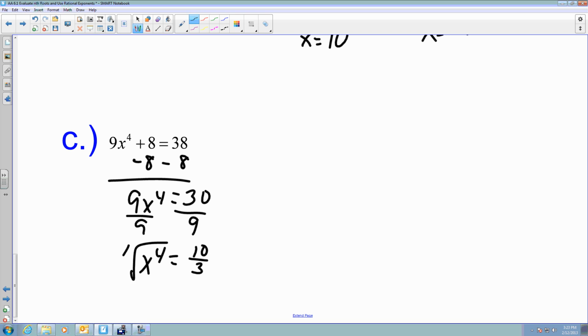By taking the fourth root of both sides, my x will equal plus or minus, because it's an even n, the fourth root of 10 thirds, which to the nearest hundredth would be roughly 1.35.